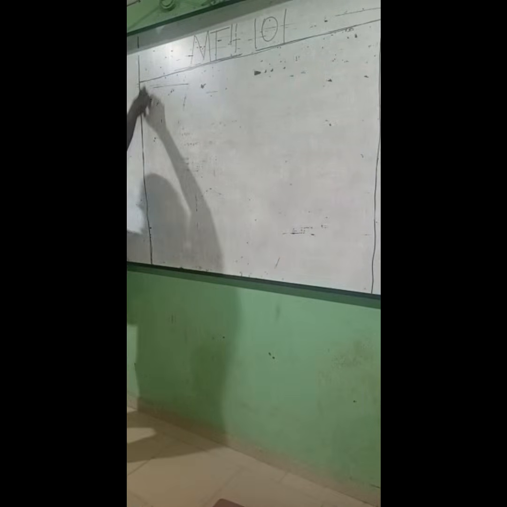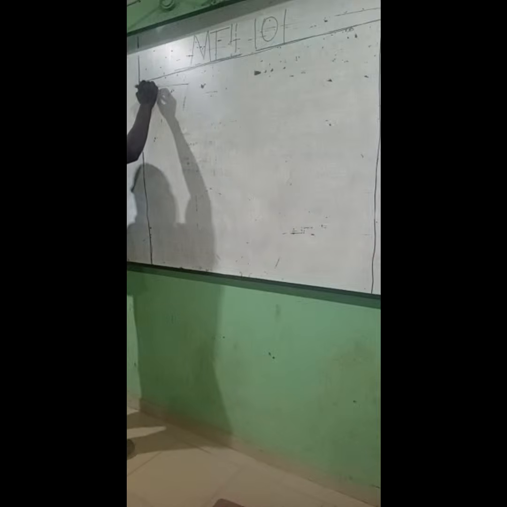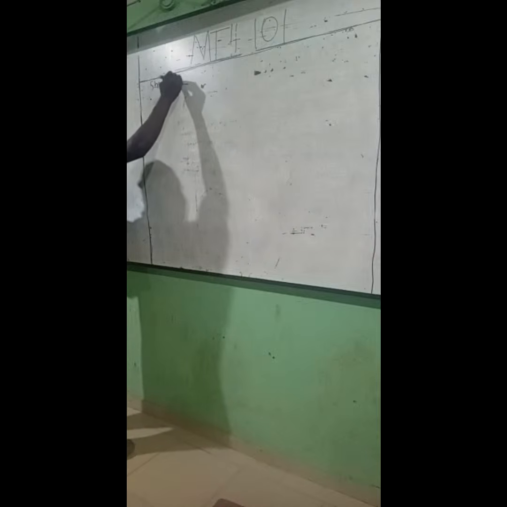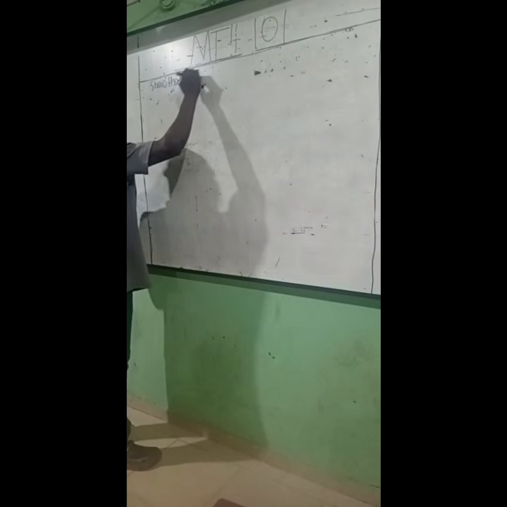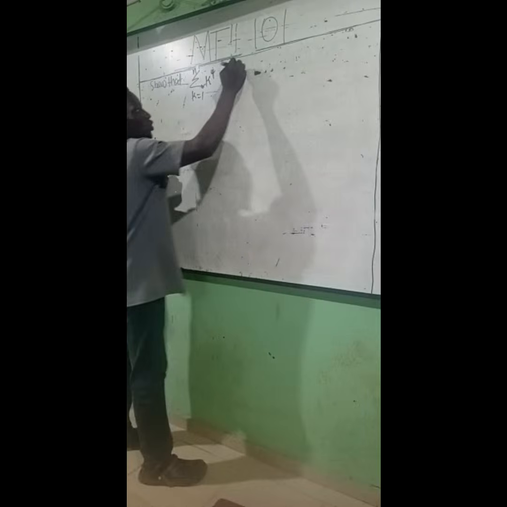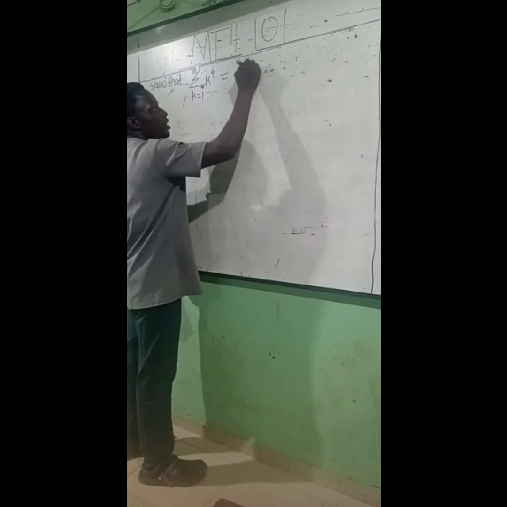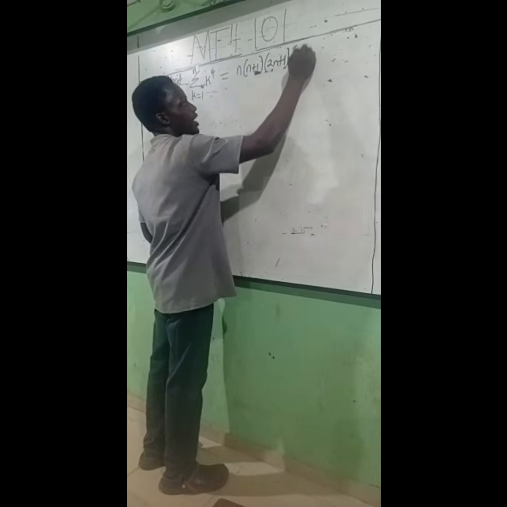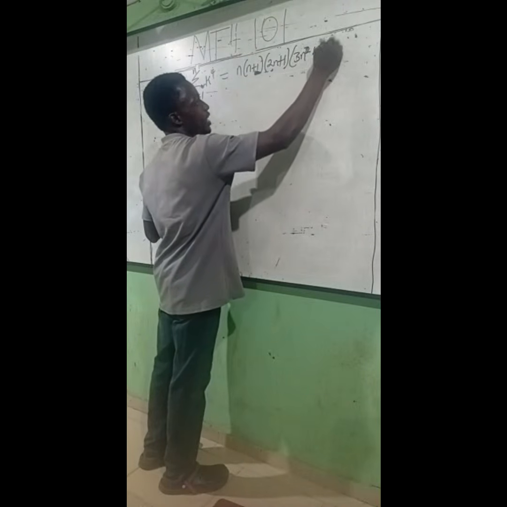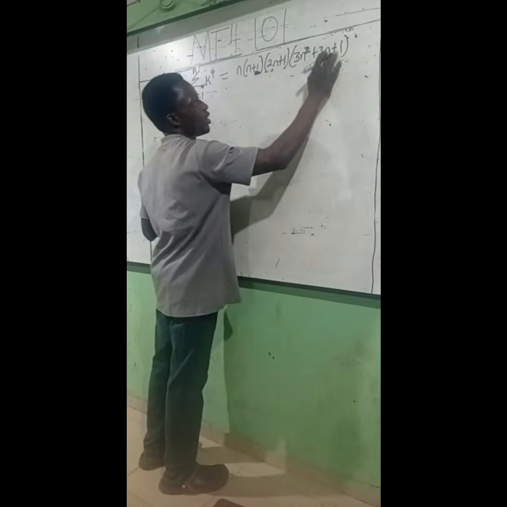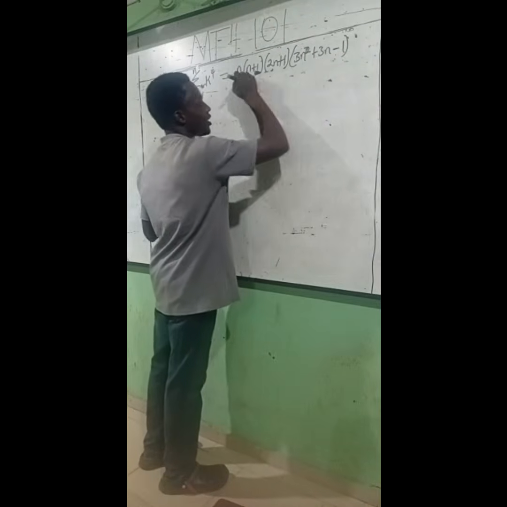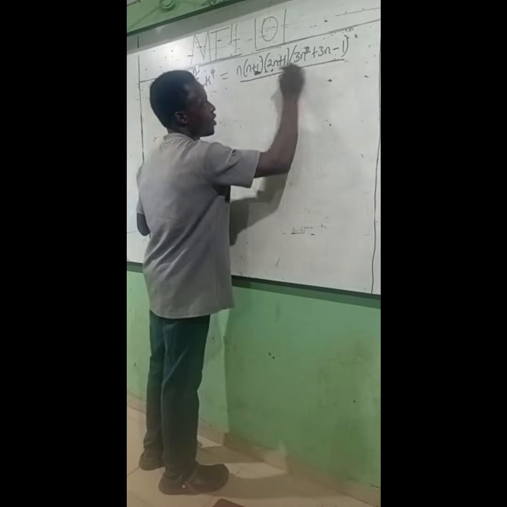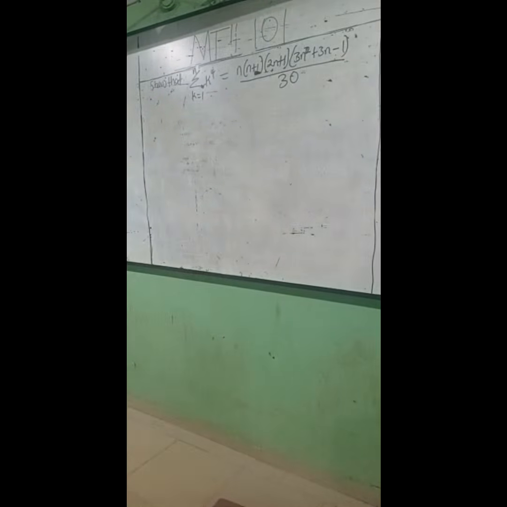Now, what's the second question? Show that the summation as k tends from 1 to n of k raised to power 4 equals n into n plus 1, 2n plus 1, 3n square plus 3n minus 1, over 30. That's the question, isn't it?